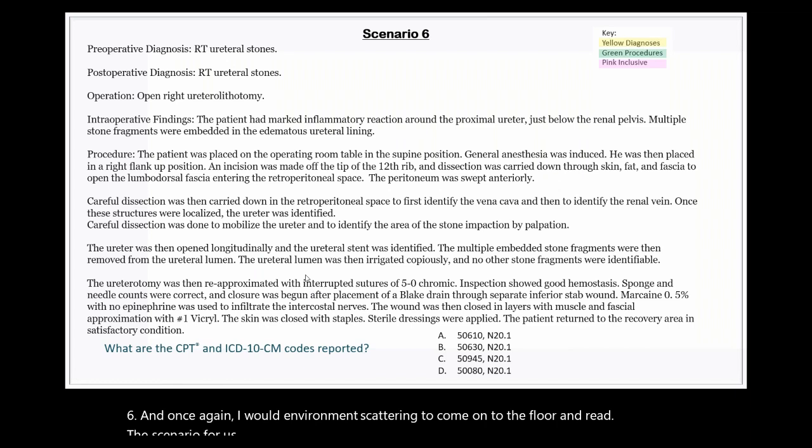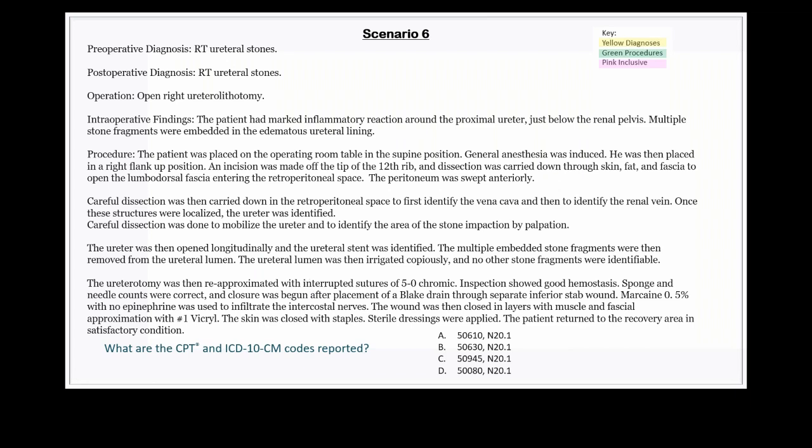Preoperative diagnosis, right ureteral stones. Postoperative diagnosis, right ureteral stones. Operation, open right ureterolithotomy. Intraoperative findings. The patient had marked inflammatory reaction around the proximal ureter, just below the renal pelvis. Multiple stone fragments were embedded in the edematous ureteral lining.